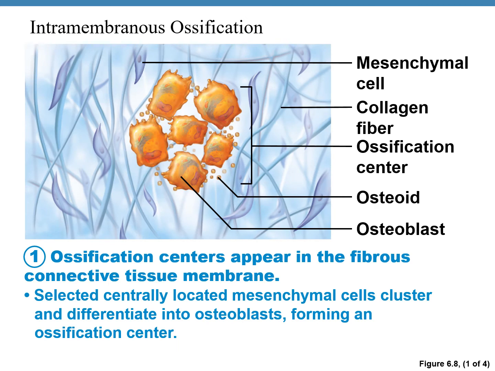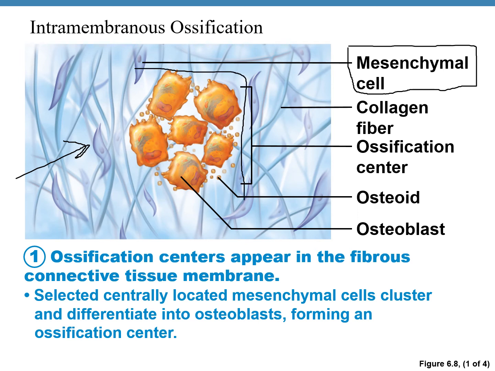Now we can briefly look at intramembranous ossification. Intramembranous ossification starts with the connective tissue membrane. So this part over here, shown in blue, this is the membrane. Inside this membrane you will find mesenchymal cells, and somewhere in the middle of the membrane, mesenchymal cells will cluster together and differentiate into osteoblasts. So the first step of intramembranous ossification will end up in the formation of an ossification center.